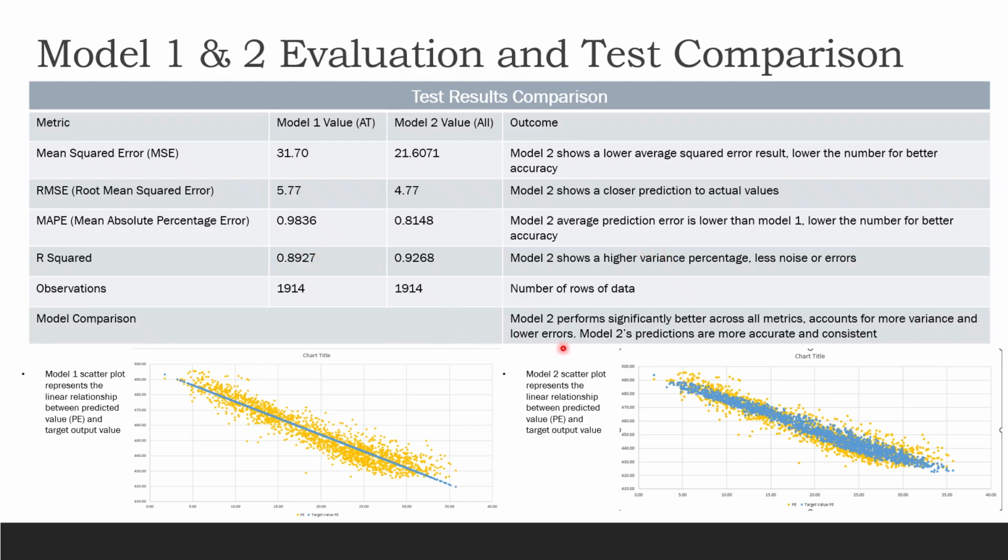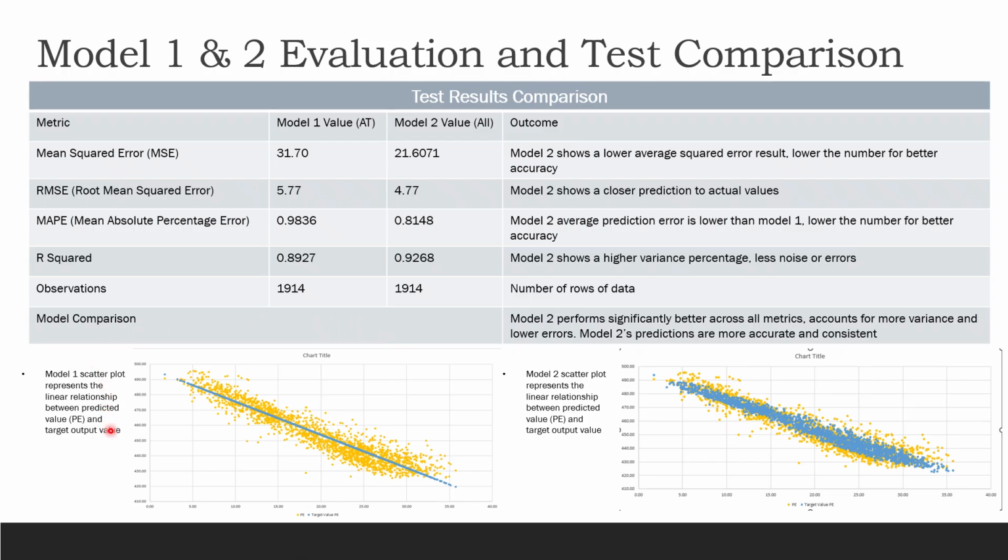So if I look at our model comparison, our Model 2 performs significantly better across all metrics. It accounts for more variance and lower errors, and Model 2 predictions seem to be more accurate and consistent.